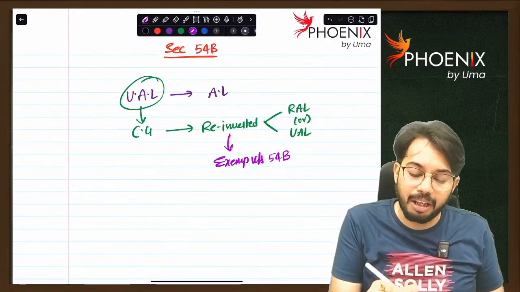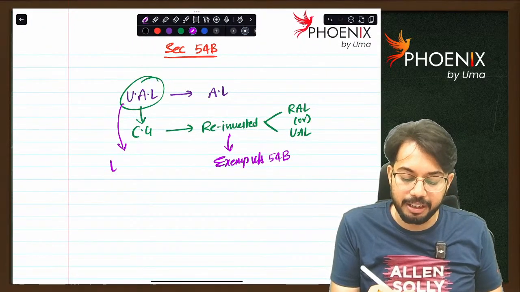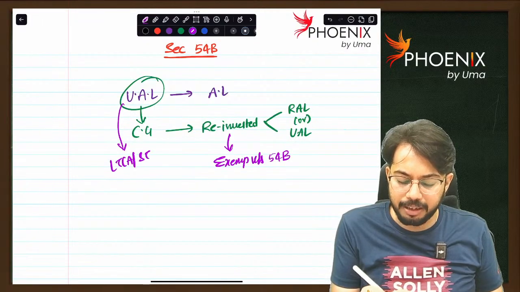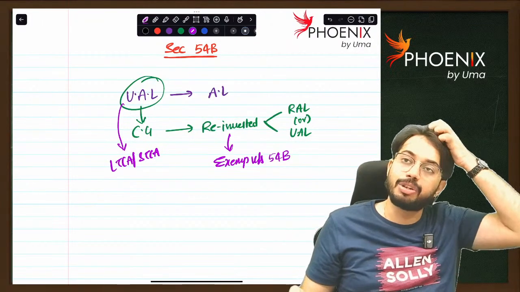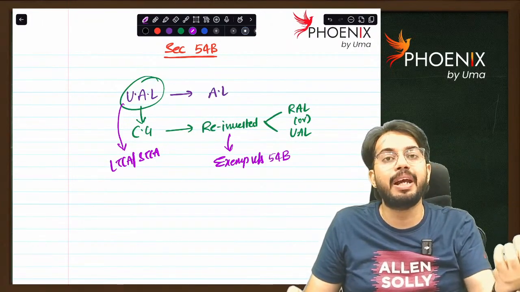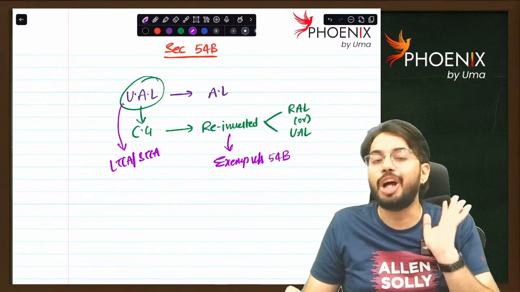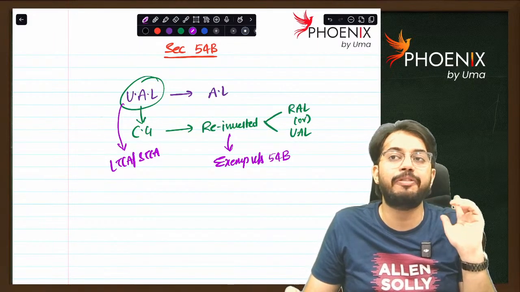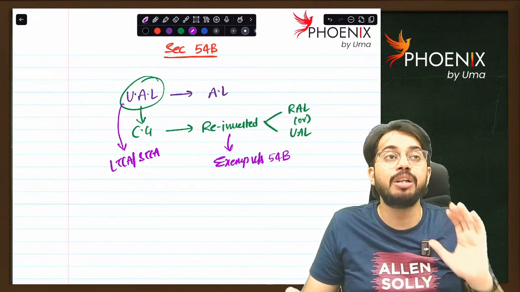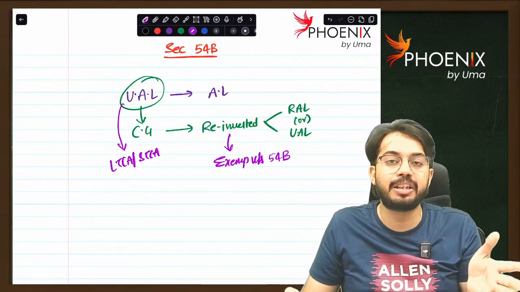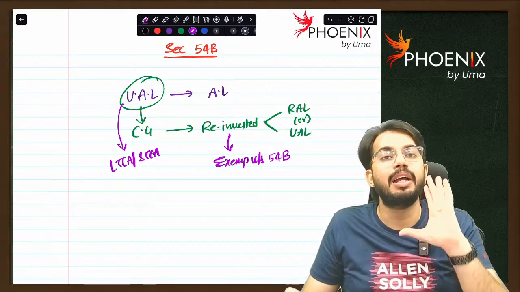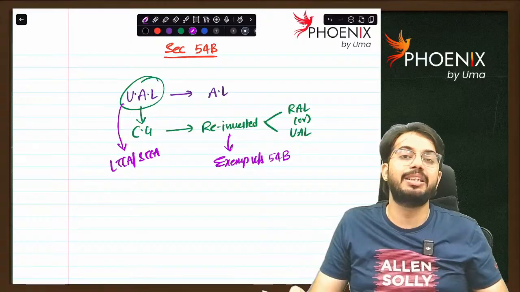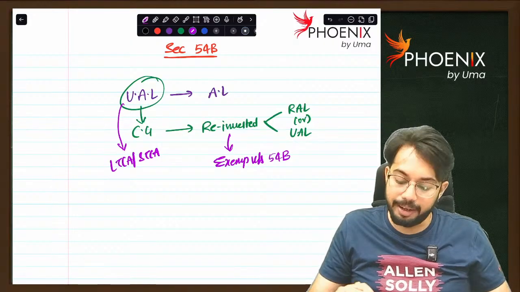That means whatever the urban agricultural land that is transferred is there, it can be either long-term capital asset or short-term capital asset. So capital asset transferred can be either long-term capital asset or short-term capital asset, and it is eligible for exemption under section 54B on transfer of that urban agricultural land. If you make reinvestment, that amount you can claim as exemption under section 54B. Okay.